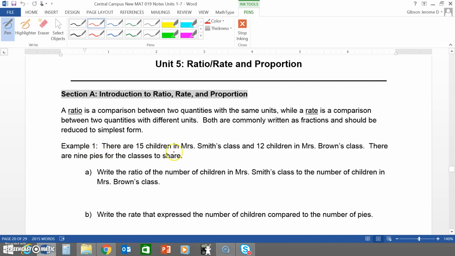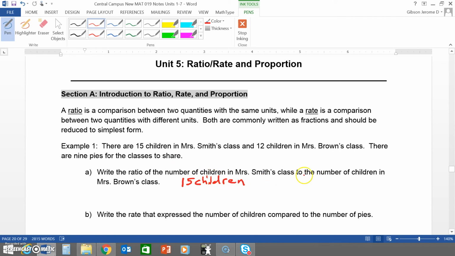Example 1. There are 15 children in Mrs. Smith's class and 12 children in Mrs. Brown's class. There are 9 pies for the classes to share. Write the ratio of the number of children in Mrs. Smith's class to the number of children in Mrs. Brown's class. Okay, so we look at Mrs. Smith's class, which is 15 children.